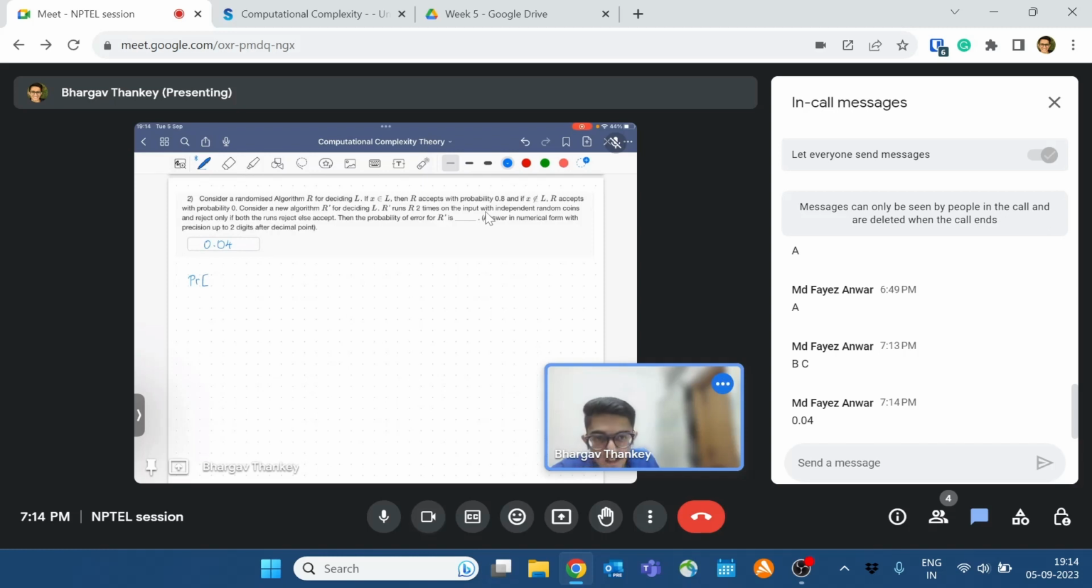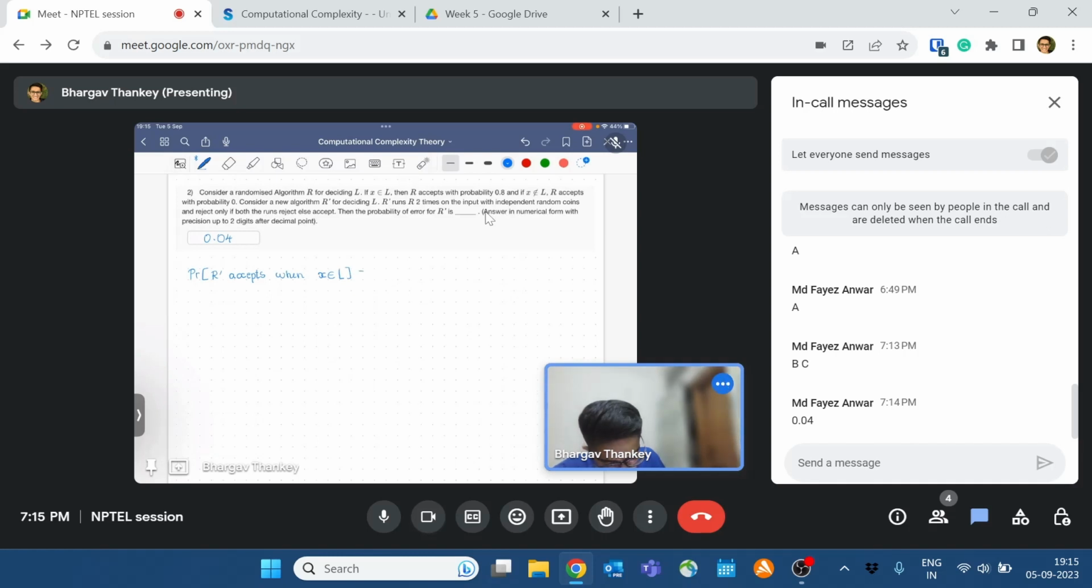So, the probability that R prime accepts x when x is in L is the same as 1 minus the probability that R prime rejects, right? Okay, let me do it. Yeah, R prime accepts x.